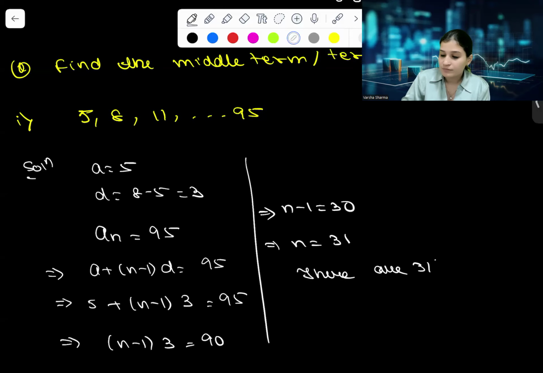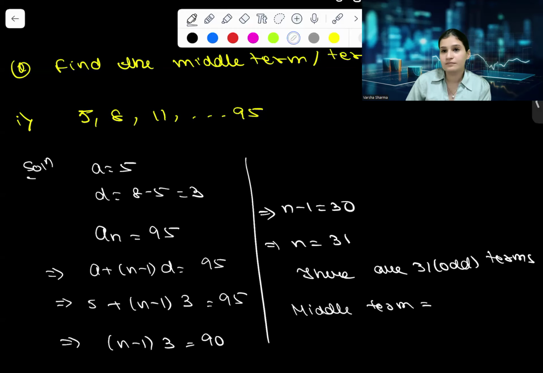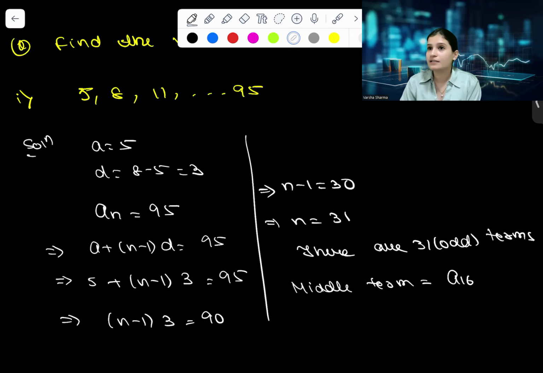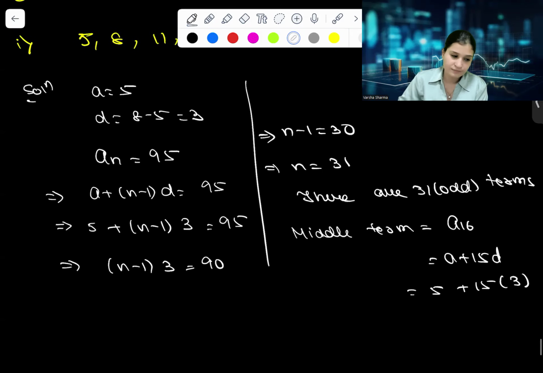Odd. So how many middle terms will there be? Only one. And which one will that be? The 16th term. 31 by 2 is 15.5, the next one, 16. Find out A16. We have to find the middle term. What is the middle term then? A plus 15d. A is 5, 15, d is 3.